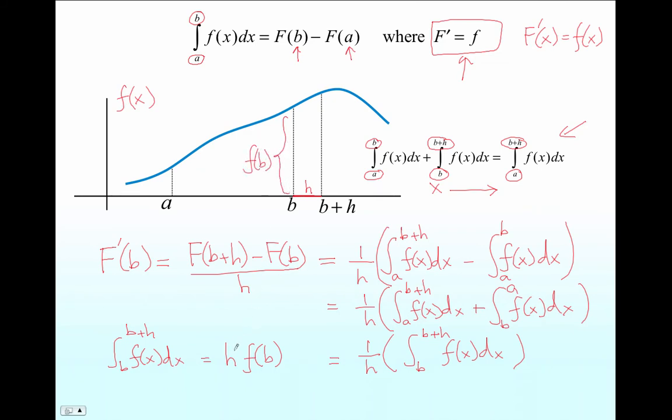So what is h times f of b? Well, that's pretty close to this area that is between b and b plus h. And if h becomes smaller and smaller, you can see that the integral from b to b plus h is just going to be this area.